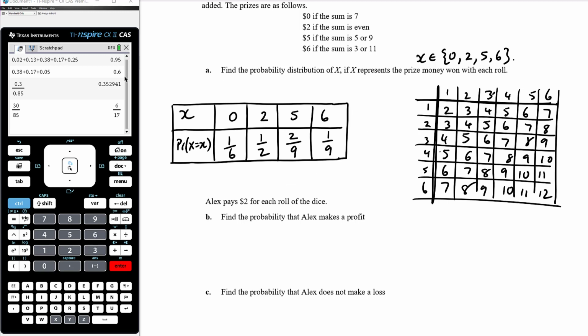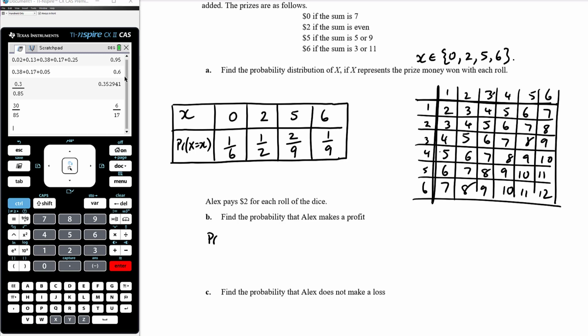Okay, find the probability that Alex makes a profit. So if he pays $2 to play, but earns a prize of $0, well then he's actually lost $2 in terms of his net gain. If he pays $2 to play and wins a prize of $2, he got his money back, but he hasn't actually made a profit. So he's only going to make a profit if he wins $5 or $6.